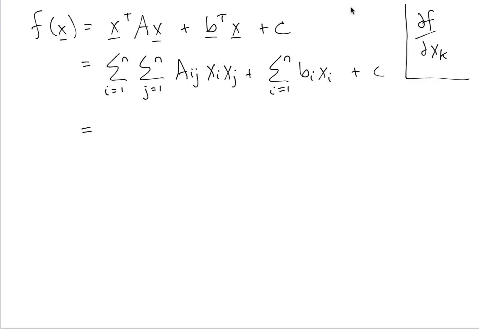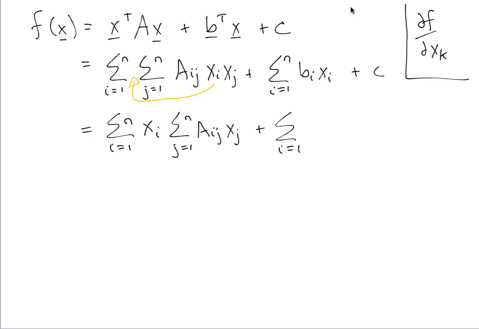First, it will be a little bit easier if we rewrite this sum by taking out this x_i of the inner sum. And so we write it as the sum i equals 1 to n of x_i times the sum j equals 1 to n of a_ij times x_j. And then we have the sum i equals 1 to n of b_i x_i plus c. And this is the expression we will differentiate with respect to x_k.